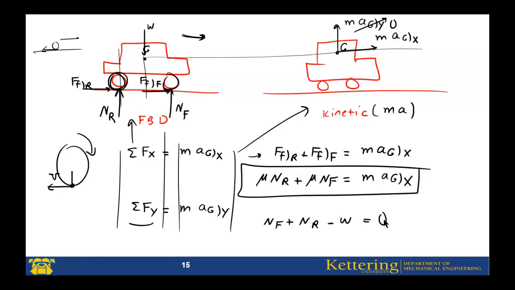Now, from these equations, as you can see, we have unknowns. We have two equations, but three unknowns. We need one more equation. That equation I will show you on the next slide. Now, what is that equation?